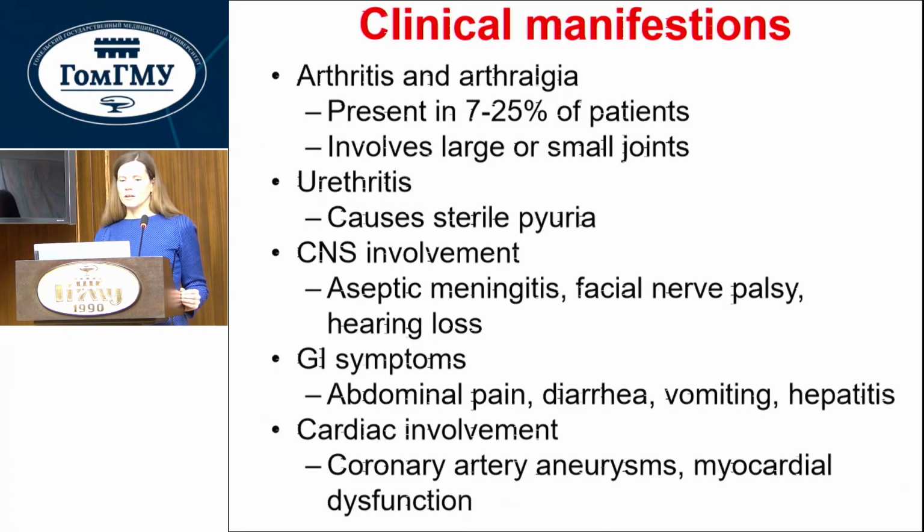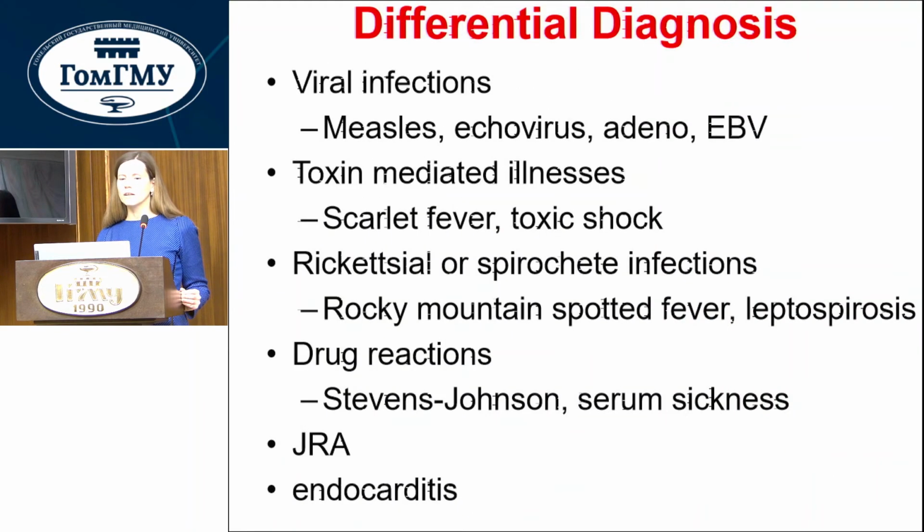Clinical manifestations: arthritis and arthralgia are present in 7 to 25% of patients. Arthritis may be present, as well as CNS involvement, gastrointestinal symptoms, abdominal pain, diarrhea, vomiting, hepatitis, and cardiac involvement, coronary artery aneurysm, myocardial dysfunction. Differential diagnosis should be between viral infection, measles, adenovirus, toxin-mediated illness, scarlet fever, toxic shock, rickettsia or spirochete infection, drug reaction, juvenile rheumatoid arthritis, endocarditis, and so on.